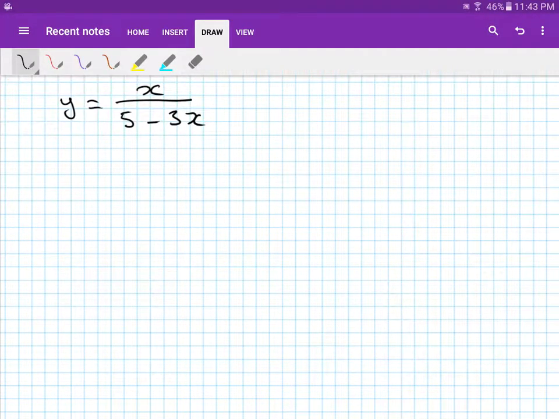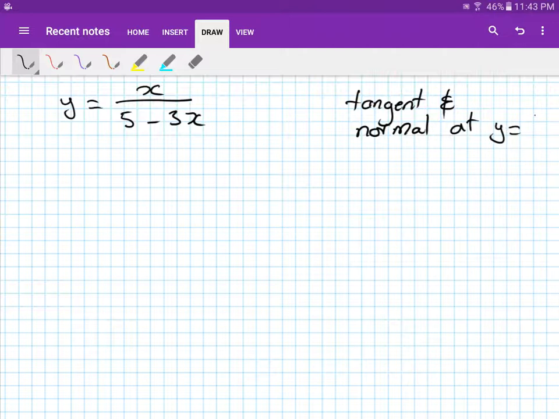y equals x over 5 minus 3x. Now, let's find the equation of the tangent and normal to the curve at y equals a half. Let me write it down first. The questions: find the equation of the tangent, and the equation of the normal to the curve at y equals a half.